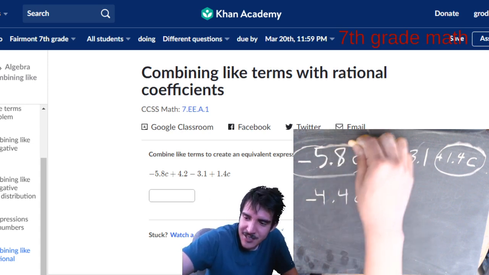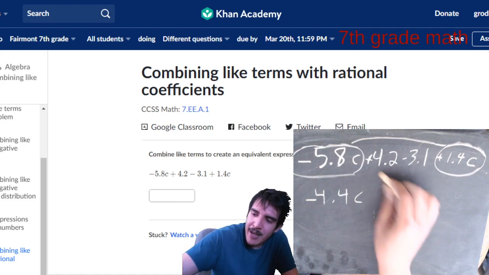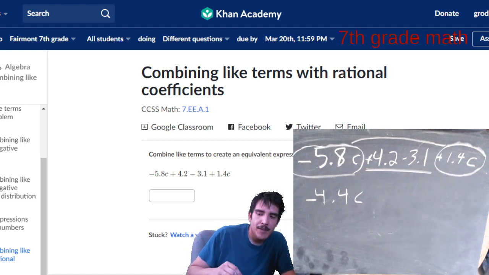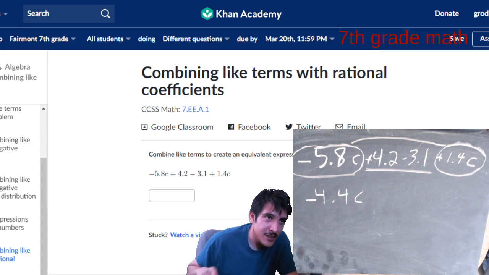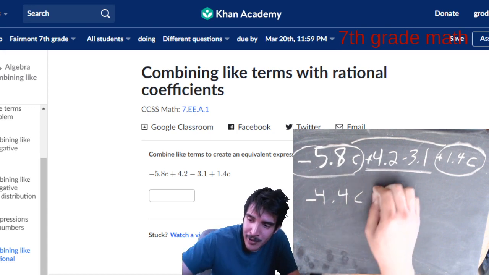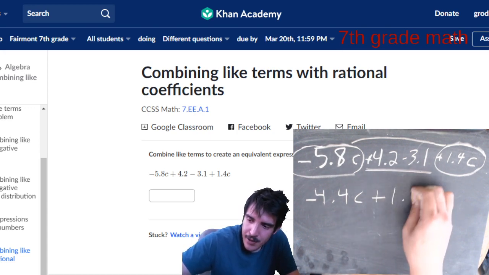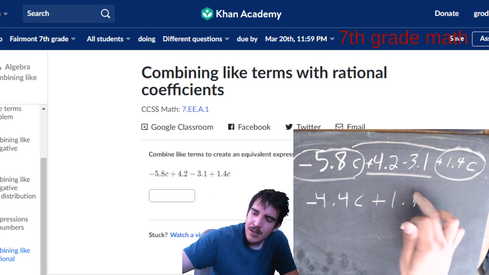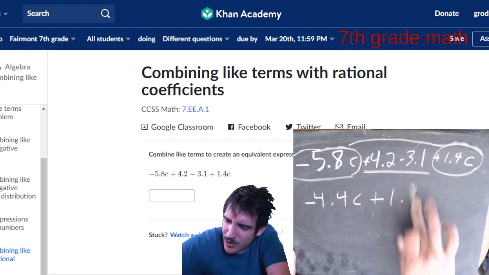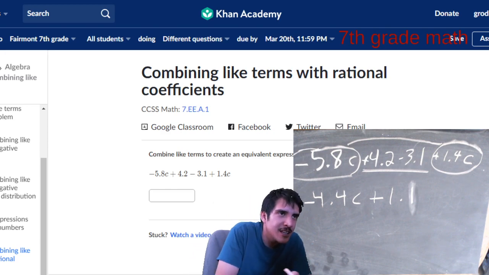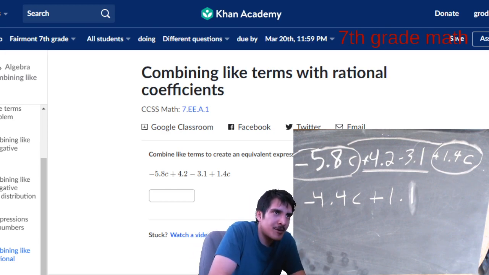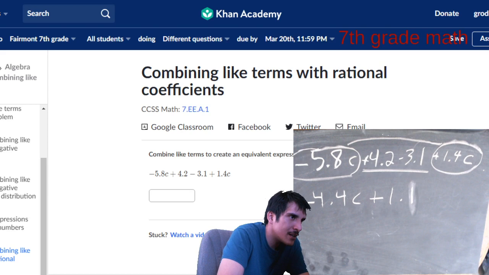Okay, we've combined these two. Good for you. Then we have to combine these two: positive 4.2 minus 3.1. Well, I think you could do that mentally. That's 1.1. Yeah, positive 1.1. Oh my gosh, can I draw a normal looking number 1? There we go, just a stick. Come on. Negative 4.4c plus 1.1. Easy.